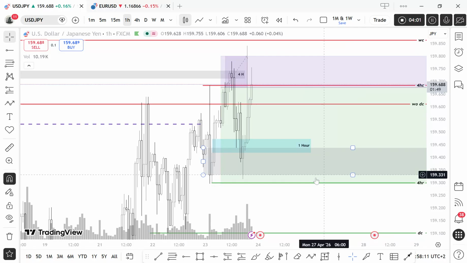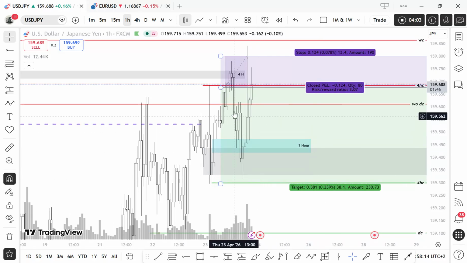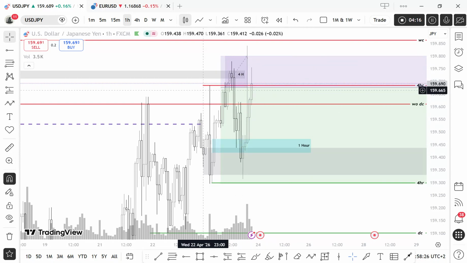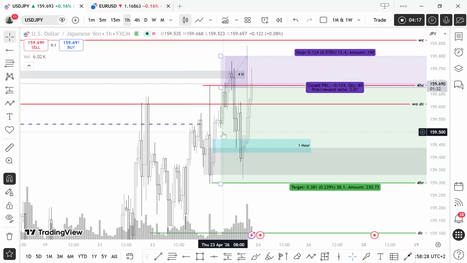What I have done, when I saw this big 1 hour candle closure, is I moved my stop loss above the opening of this candle. I should have done it above the high, but you know, just to reduce the loss a little bit. I didn't expect it to come so far anyway.